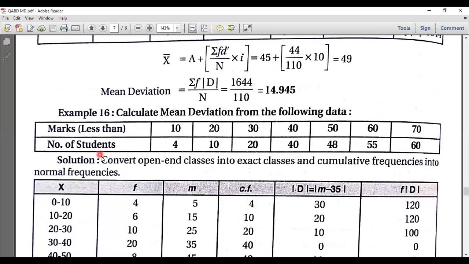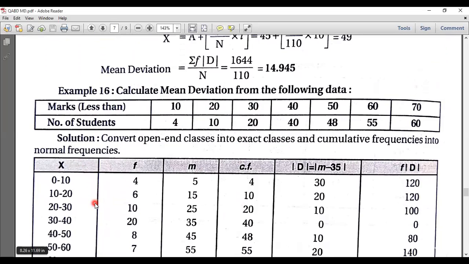Again here, they gave the marks in less than format. So we need to convert this data to class intervals. They gave less than 10, less than 20, less than 30. We can convert this to 0 to 10, 10 to 20, 20 to 30, 30 to 40, based on the marks. Then the number of students also we need to convert to frequency.